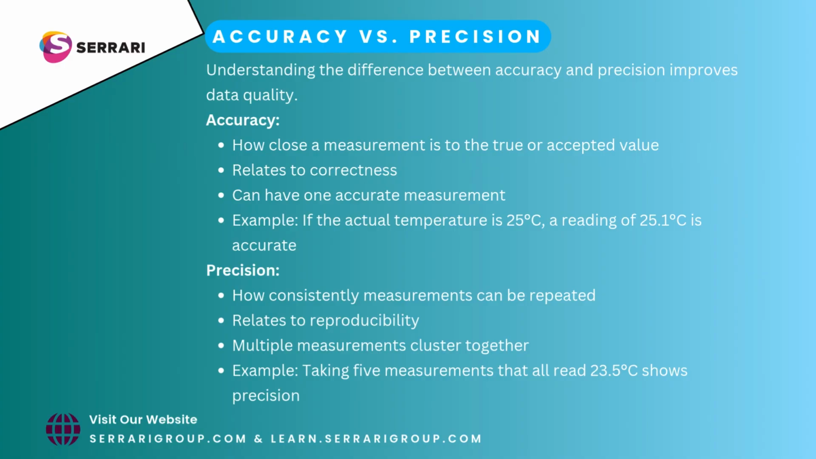Precision is how consistently measurements can be repeated. It relates to reproducibility, with multiple measurements clustered together. Example: taking 5 measurements that all read 23.5 degrees Celsius shows precision.